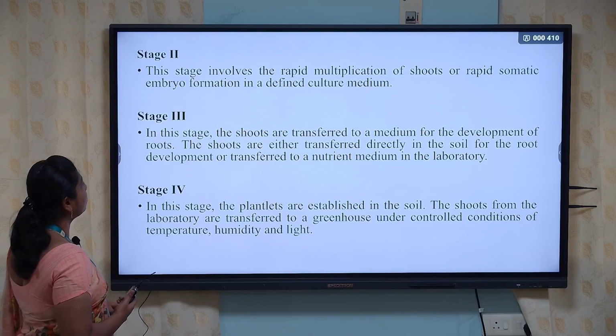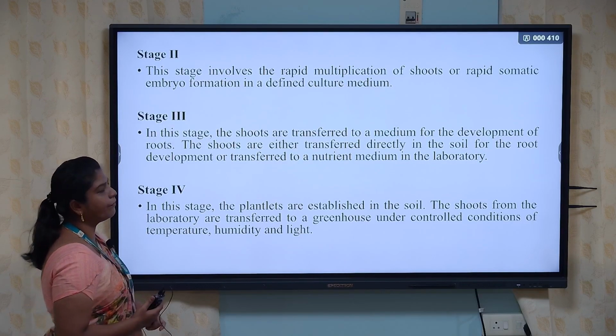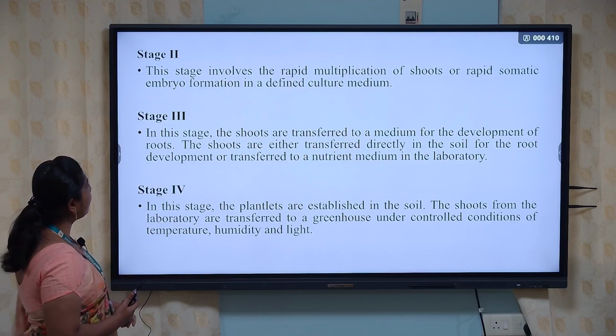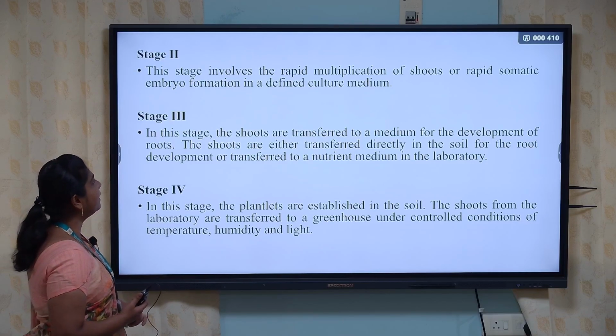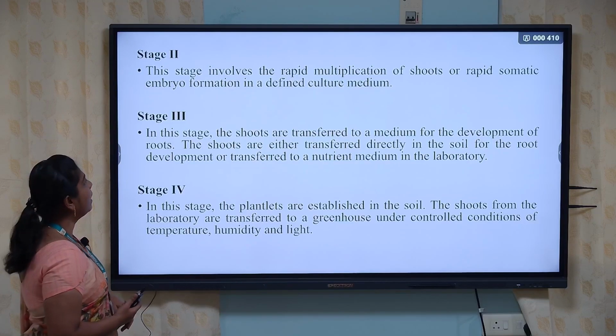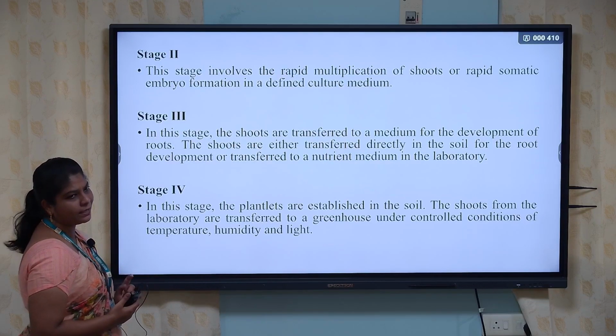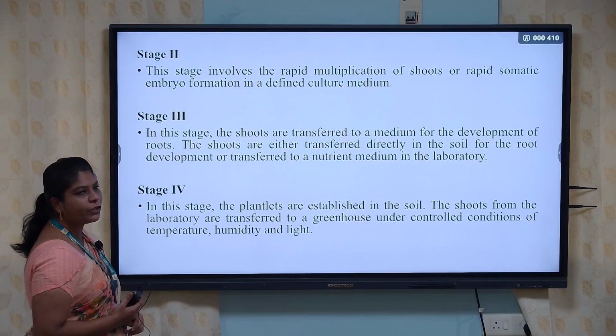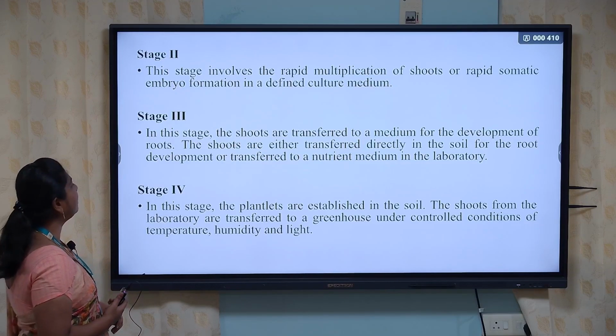And stage 2. This stage involves the rapid multiplication of the shoot or rapid somatic embryo formation in a defined culture medium. According to the medium we have given, the multiplication starts, that is, propagation of the plants begins in stage 2.